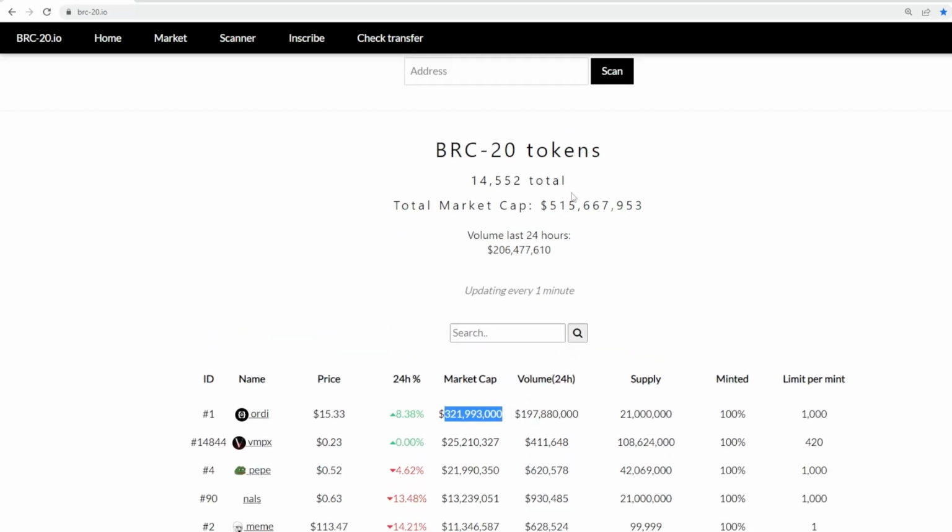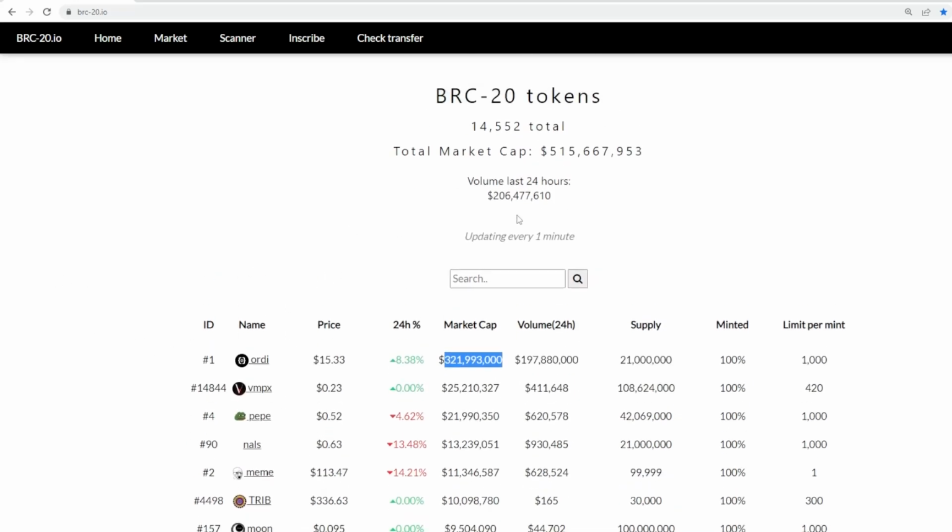So this is a site called BRC20, and within that you can see a breakdown of the current market cap of the tokens. The current market cap is $500 million, which is relatively small, right? But it's a huge opportunity long term.